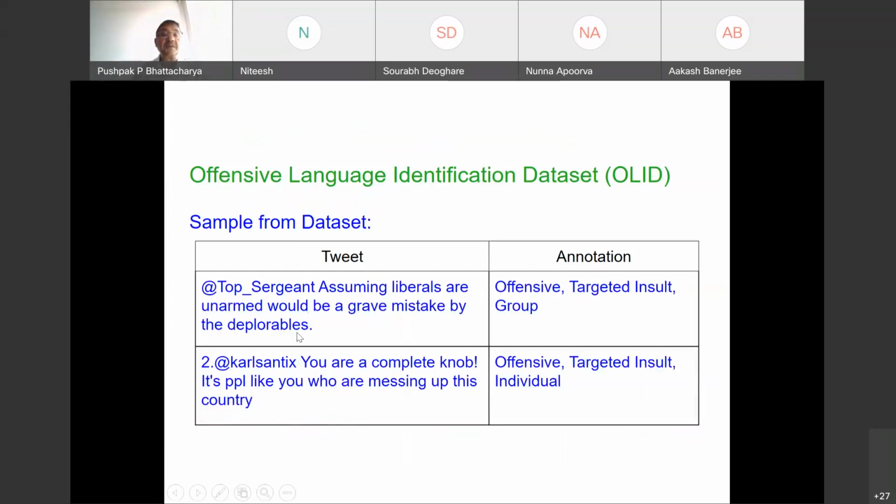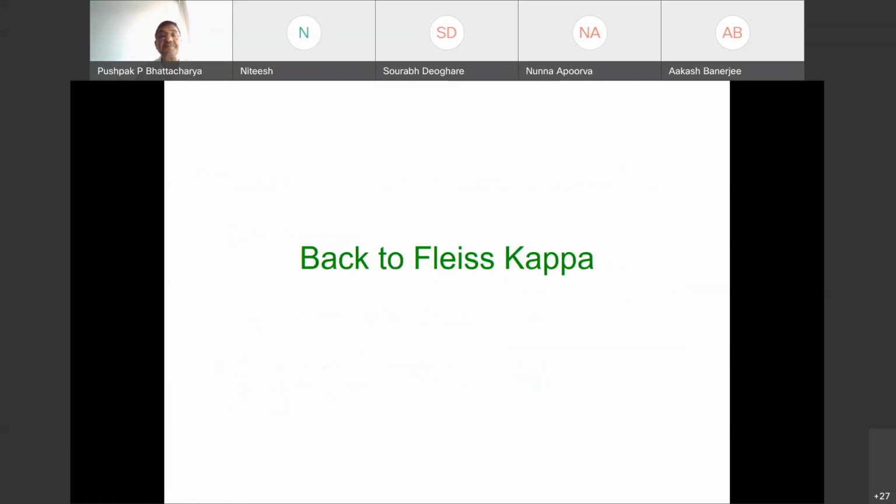Top sergeant, assuming liberals are unarmed, would be a grave mistake by the deplorables. This is offensive, a targeted insult, and is targeted to a group. So this data has multiple levels. Imagine two annotators annotating. They may give less than the actual number of levels or more than the actual number of levels, and there the agreement becomes a very important concern. So we go back to Fleiss' Kappa and its maths and so on.